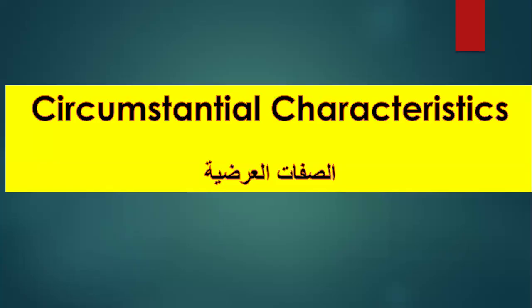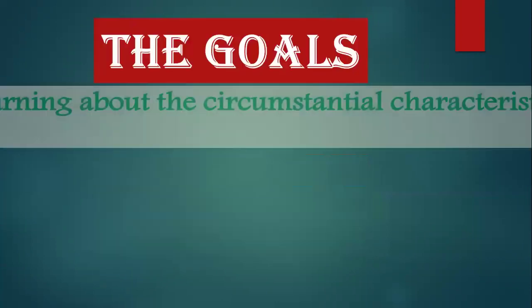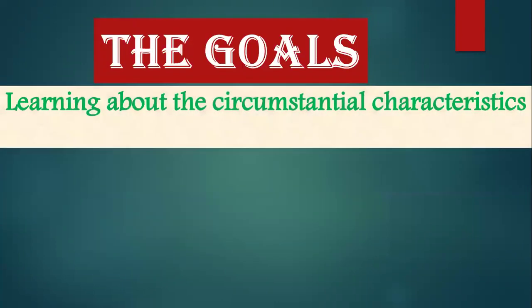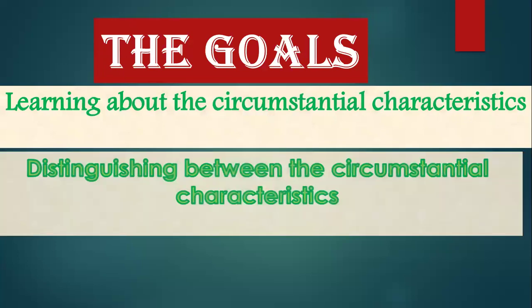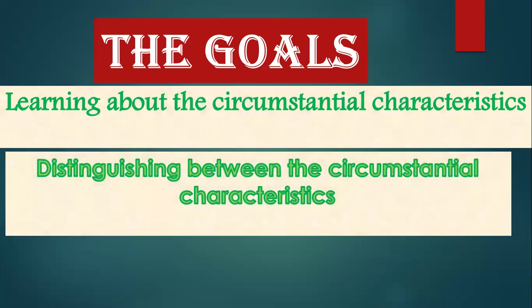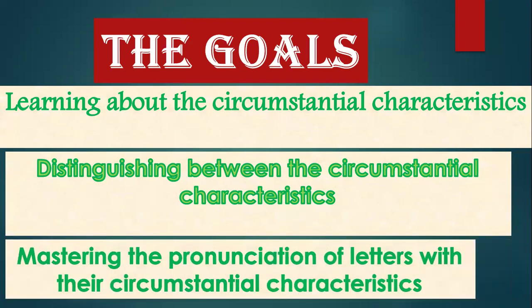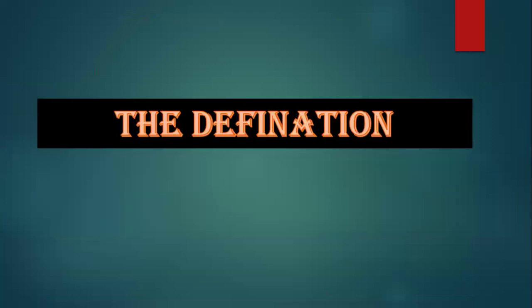Let's go to the second type of characteristics, circumstantial characteristics, sifat al-aradiyya. The goals from studying circumstantial characteristics are, number one, learning about the circumstantial characteristics. Number two, distinguishing between the circumstantial characteristics. Number three, mastering the pronunciation of letters with their circumstantial characteristics.